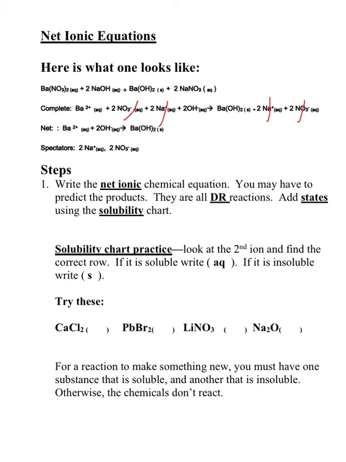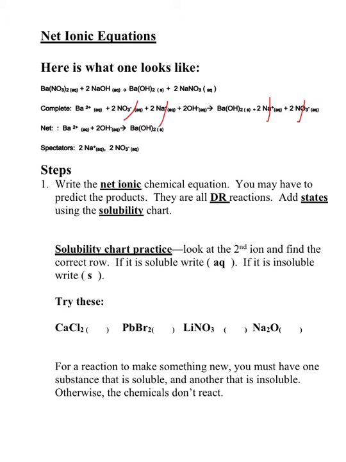Today we're looking at net ionic equations. You'll see on here that these are all double replacement reactions. On our left side we have barium nitrate, and that's aqueous because nitrates are always AQ. Our next substance is sodium hydroxide, which has an alkali metal. Those are always AQ. Your precipitate is barium hydroxide.